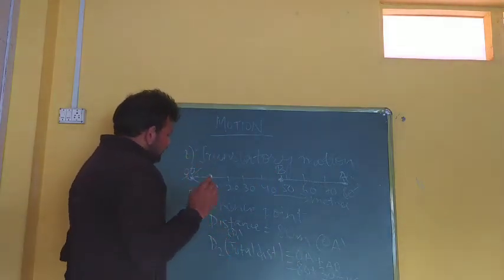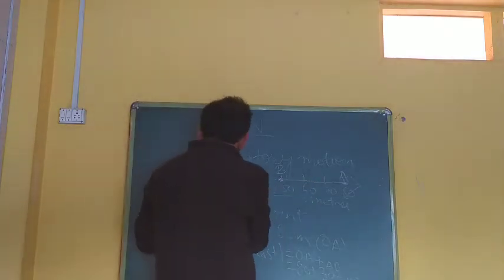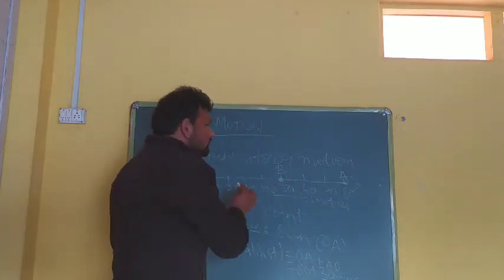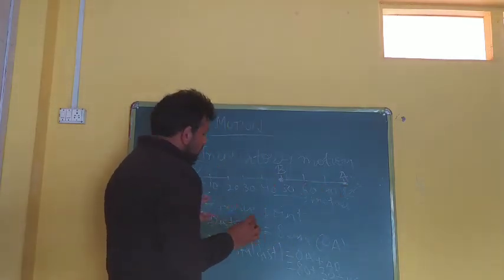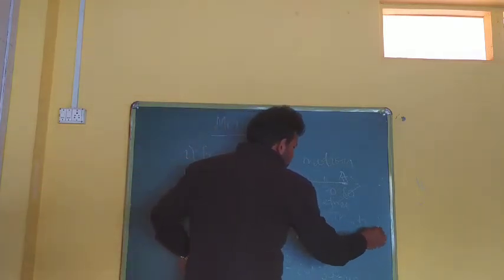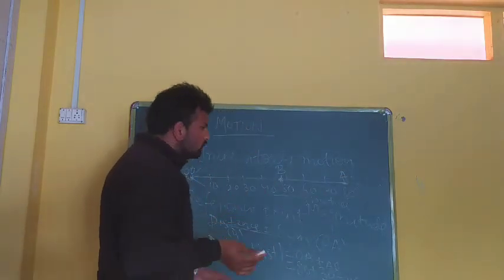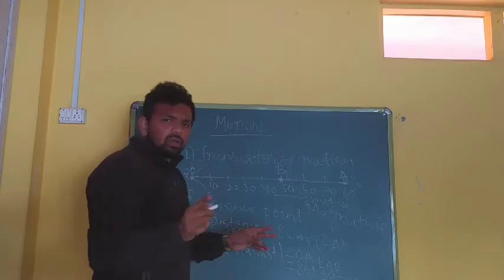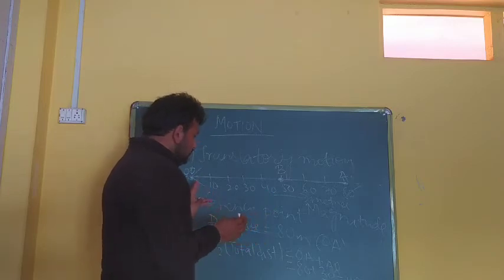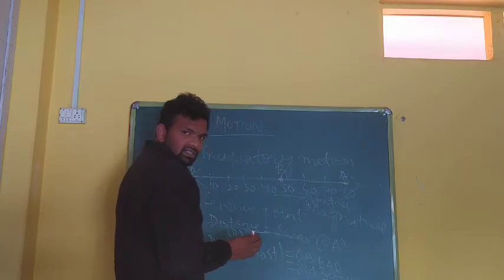Now this is just related to distance. Here we are not concerned about the direction. Whether it is moving forward or backward, it doesn't matter. You are just considering the magnitude. We are not considering the direction. If it is going here and coming back, we could have taken a minus sign also, but we are not doing that, because we are only concerned about the magnitude, and the magnitude of change in position with respect to time is known as distance.